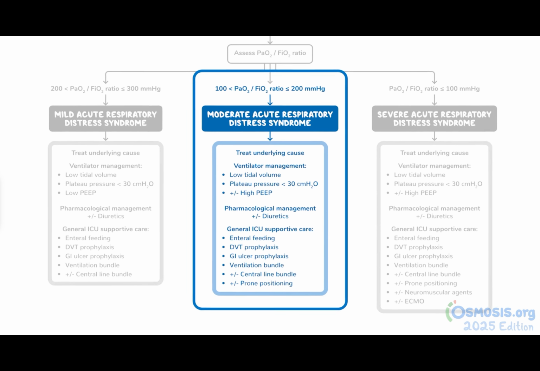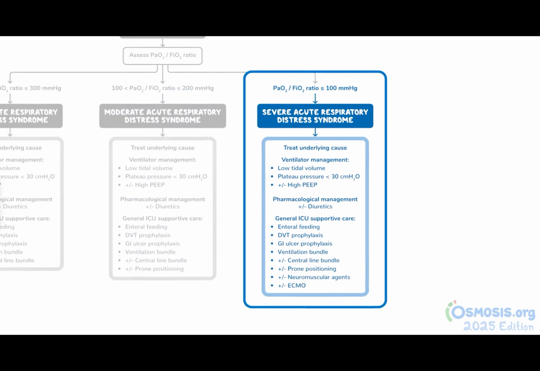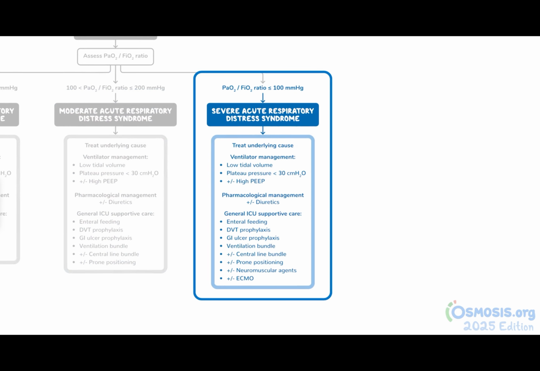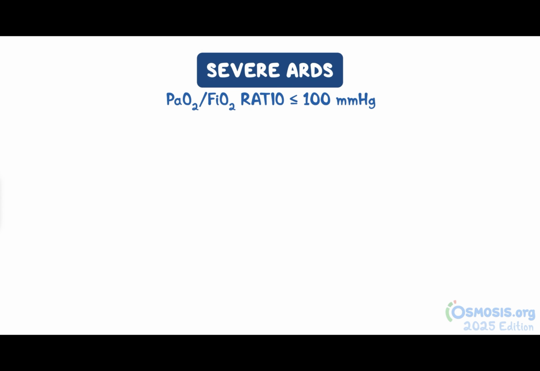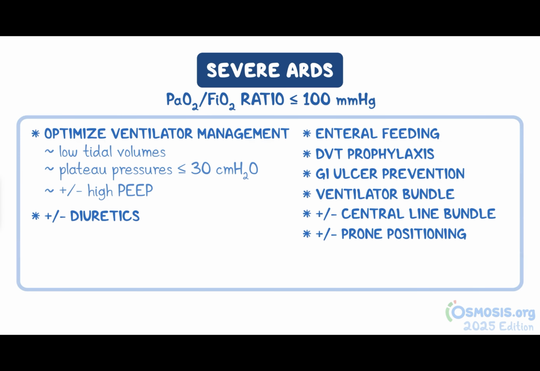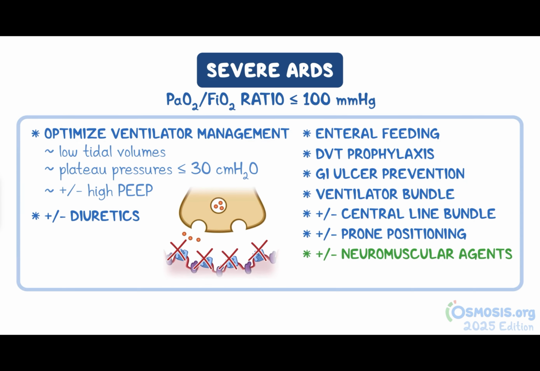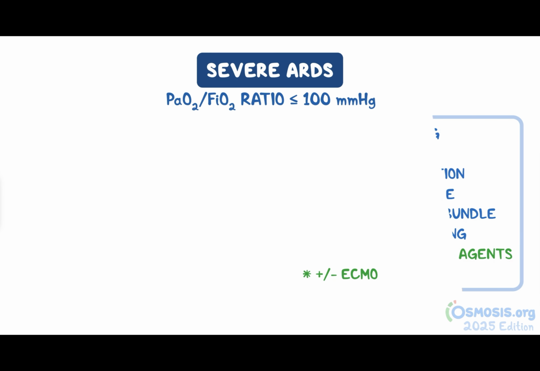Finally, if the PaO2-FiO2 ratio is 100 millimeters of mercury or less, diagnose severe ARDS and treat the patient as you would for moderate ARDS. In addition, consider neuromuscular agents to induce paralysis, improving pulmonary compliance and ventilation. Finally, you should consider extracorporeal membrane oxygenation, or ECMO, in patients with severe refractory ARDS.